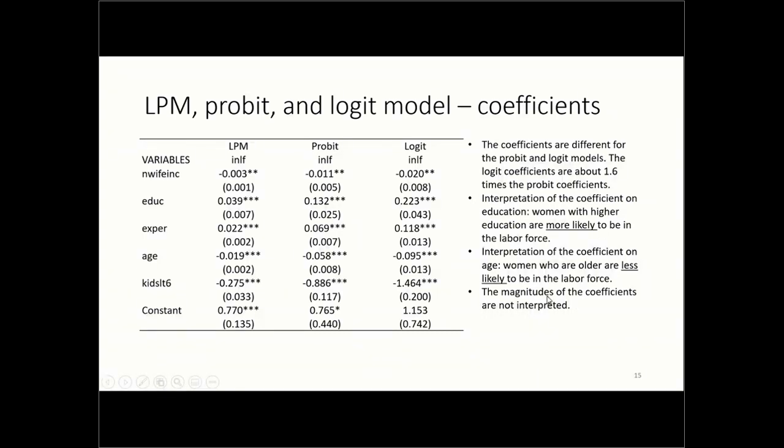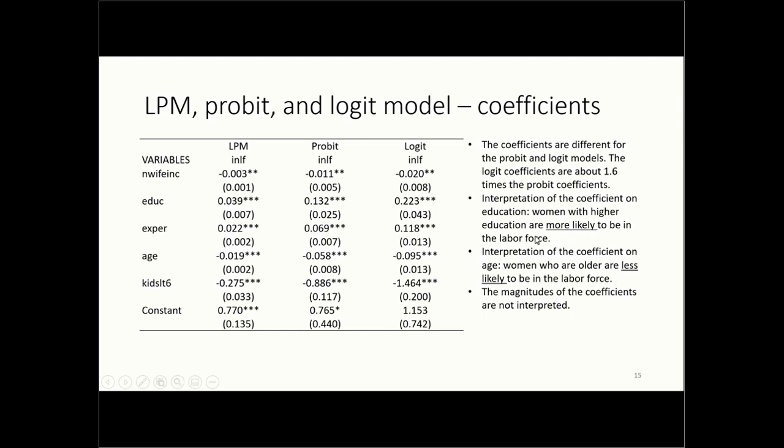So we cannot interpret the magnitudes of these coefficients, and one of the reasons is that the coefficients are not the marginal effects, and they do differ between the Probit and Logit models. It would be incorrect to interpret any of these numbers when by definition these are 1.6 times of these coefficients. So we cannot interpret the magnitude. The only thing that we can say is more likely or less likely, just the direction of the effect.